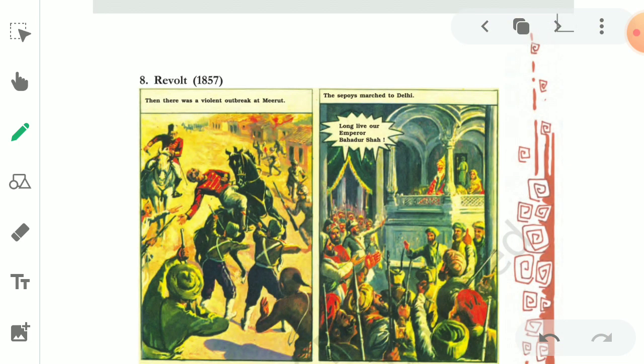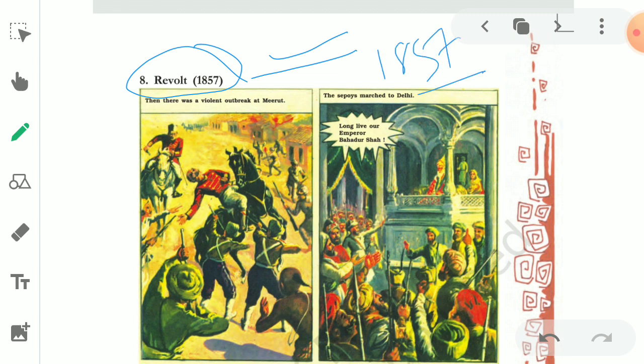Yes, revolt. Then what is it about revolt? Revolt means against. So we can say revolt against the British. They wanted to struggle. They wanted to protest. What happened in the year 1857 is considered the first war of independence.